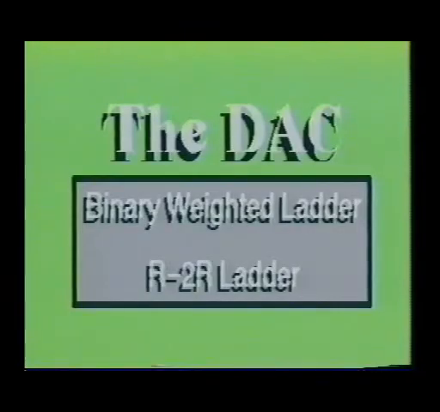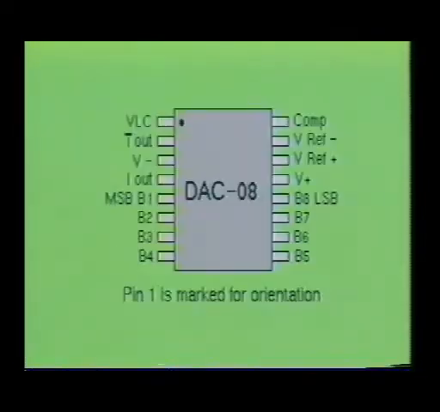So far, we have discussed the basic operating principles of two of the most common types of digital to analog circuits being used today, the binary weighted ladder and the R2R ladder. Next, we shall examine a common DA converter device. Here you see the DAC08 integrated circuit. It is an 8-bit current output digital to analog converter IC.